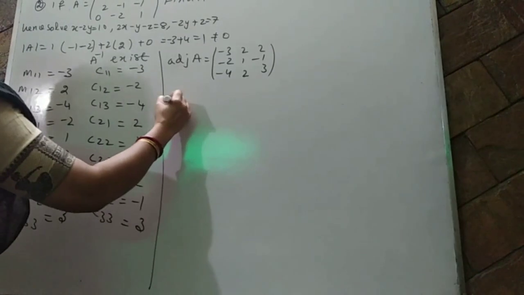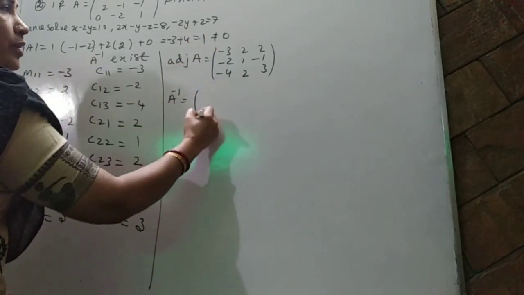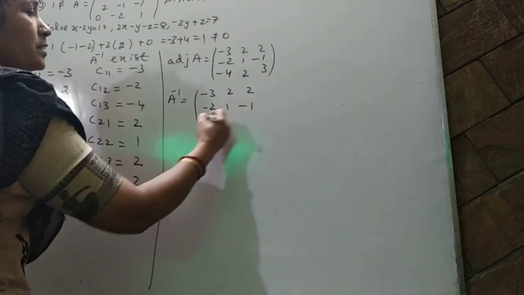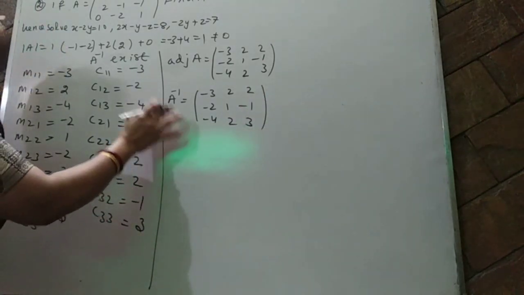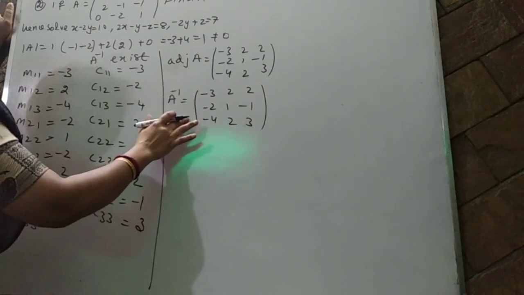Okay, fine. Now A inverse equal to 1 by determinant A. Determinant A is 1, leave it. So A inverse equal to minus 3, 2, 2, minus 2, 1, minus 1, minus 4, 2, 3. Okay, better. Now see, they are asking to find A inverse. I found A inverse here.